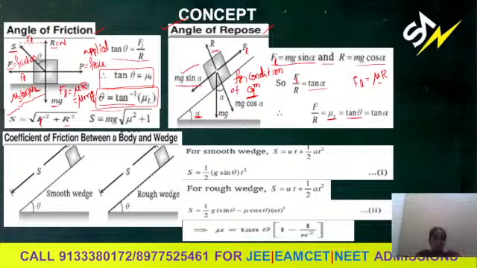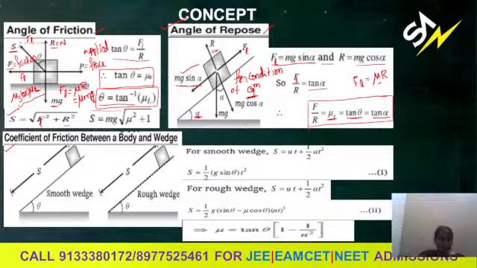So the coefficient of static friction is equal to the tangent of the angle of repose as well as the tangent of the angle of friction. For the mathematical expression, their formulas happen to be equal: mu is equal to tan theta or mu is equal to tan alpha. But theta is for when the object is on a horizontal surface, and alpha is the angle of repose, when the object is placed on the inclined surface.